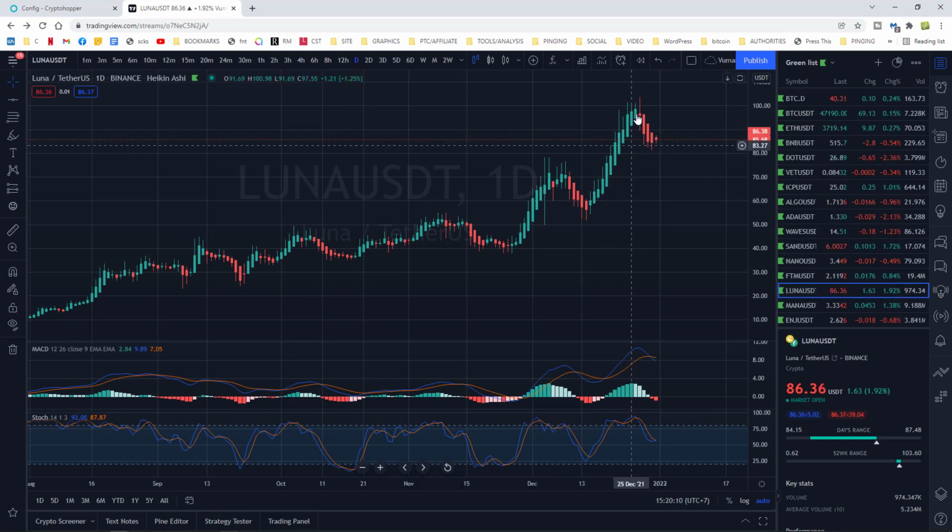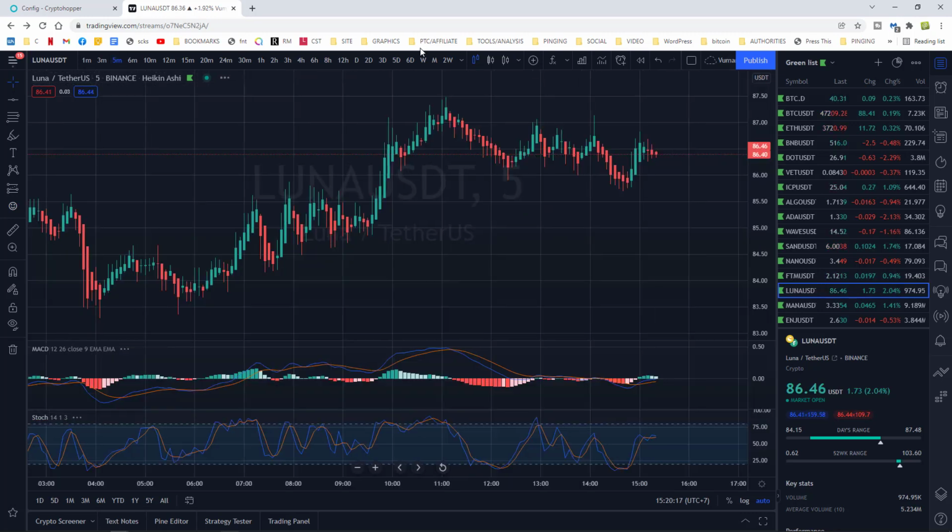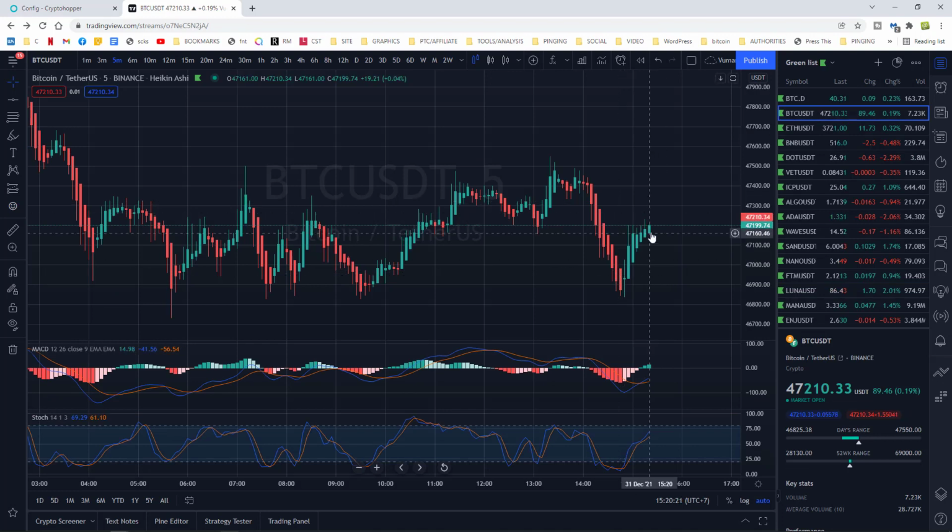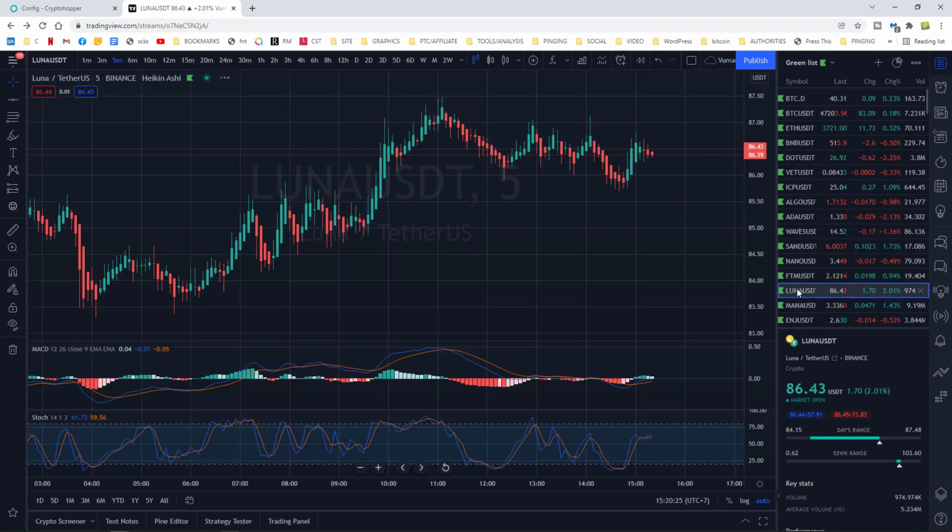Luna's up here. Looks like an Elliott wave forming there. Look on the 5-minute for Luna. And then look on the 5-minute for Bitcoin. See, they are doing different things. Slightly different. Alright, look at all this sideways action here.